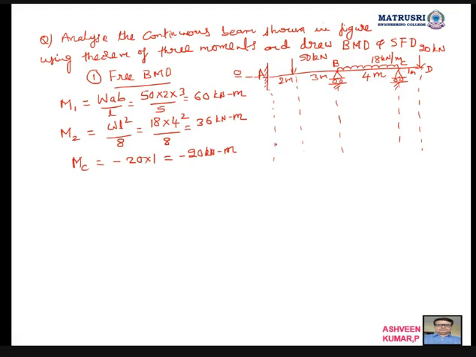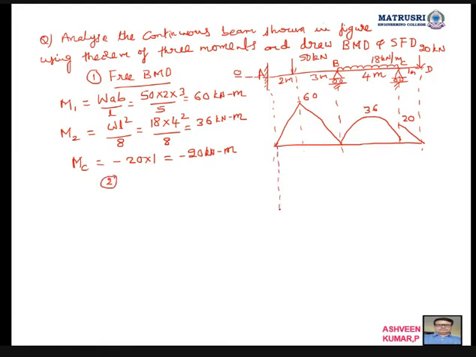So first I will draw the diagram here now. This is 60, there is no load, so no load means linear. Now 36, UDL, it will be at the center. So this is 36 and this is 20. So 20, this is 20. Okay, these are the free bending moment diagrams. Then second step, what is our second step here?